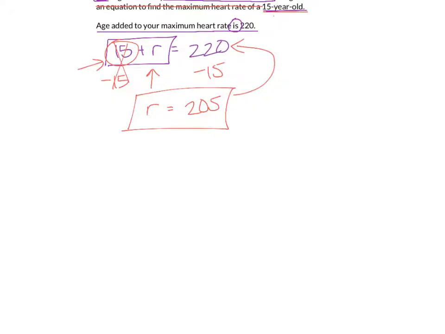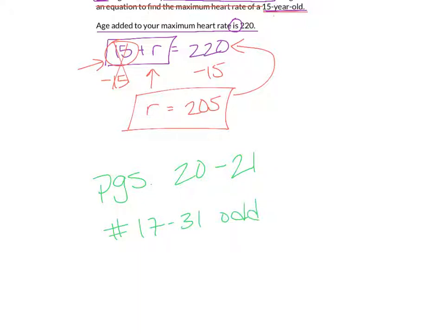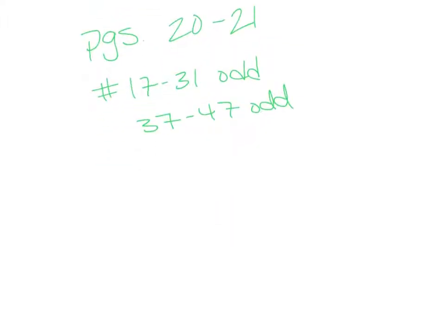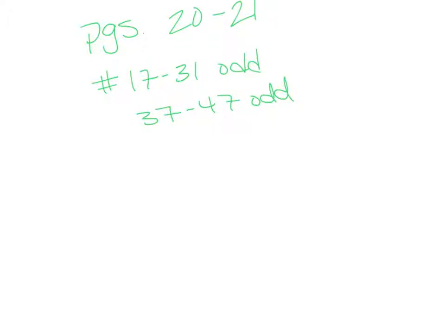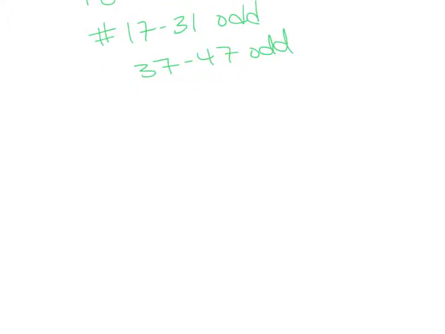Your assignment is pages 20 to 21. We got numbers 17 through 31 odd. And we have some story problems for you because, you know, I like to make your life difficult. 37 through 47 odd. Remember, if you are watching this at home, you save those and do those tomorrow. You can watch the next part if you are having trouble figuring out how I want you to set your paper up.